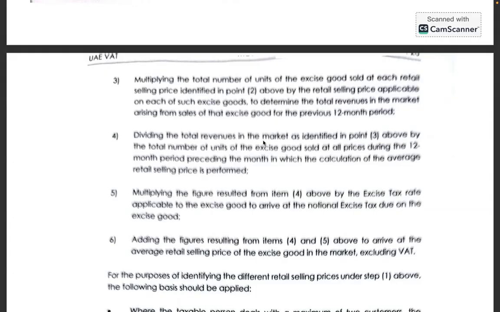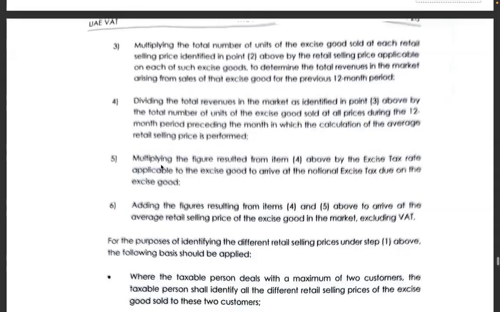Divide the total revenue in the market as identified in point 3 above by the total number of units of the excise goods sold at the price during the 12-month period preceding the month in which the calculation of the average retail selling price is performed. So that is going to give us a unit price, which is kind of a weighted average.